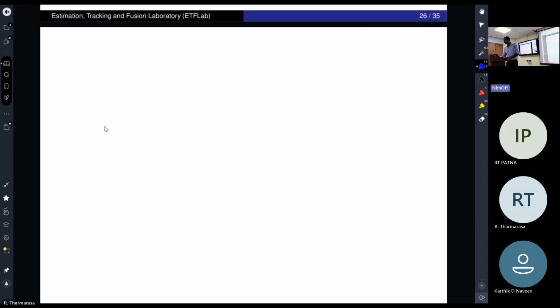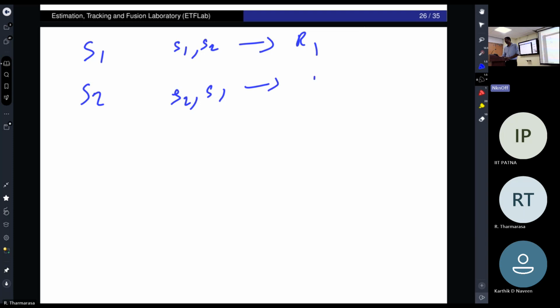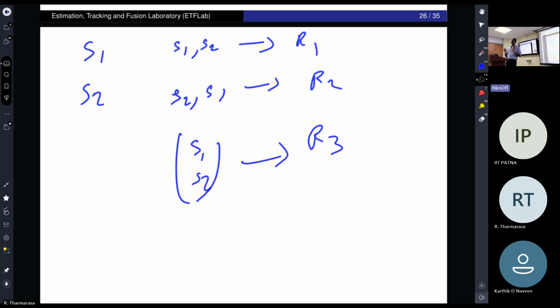You have two linear sensors, sensor 1 and sensor 2. In this case, sensor 1 first and sensor 2 second, you get result 1. In the other one, you have sensor 2 first, sensor 1 second, and you get result 2. In the other one, both are done together in parallel, and you get result 3. So as long as sensor 1 and sensor 2 are linear, all these are equal. Okay, that's the first conclusion.